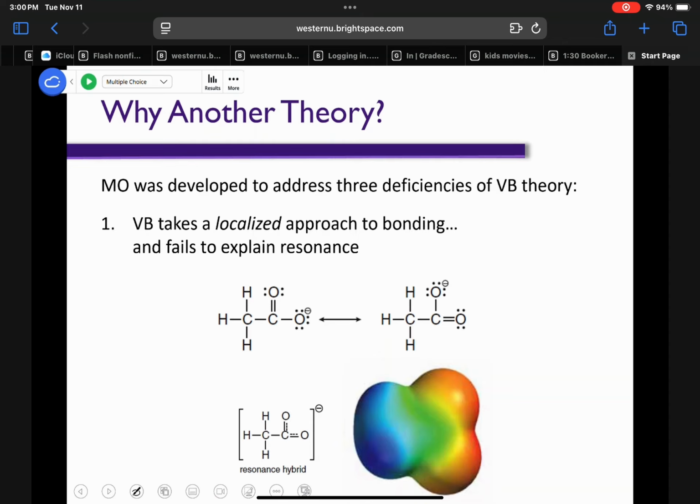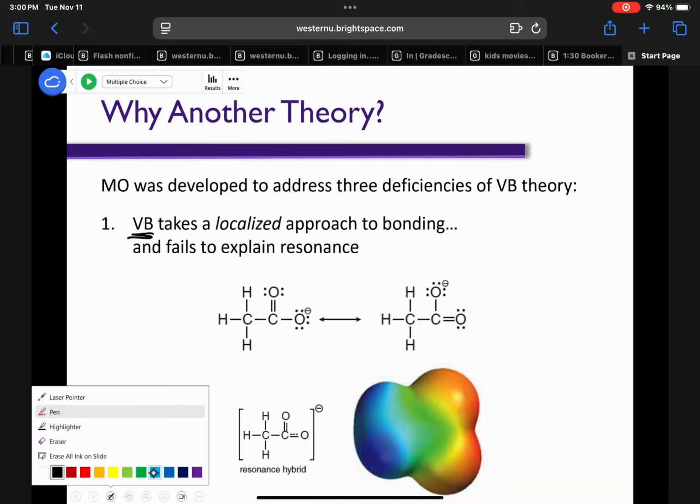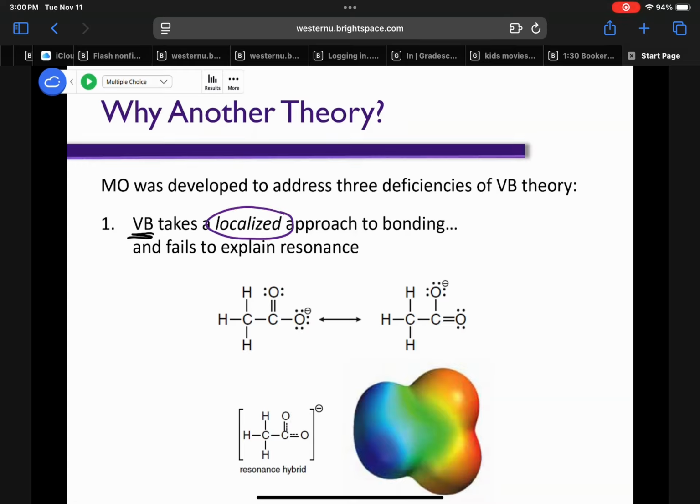Unfortunately, there are still a couple issues that we have with bonding. One issue is resonance structures. Valence bond theory that we just looked at takes a localized approach. That means the electrons are hanging out exactly in the orbitals where we put them. But how do we explain resonance structures then? We could draw the Lewis structure on the left, we could draw the Lewis structure on the right, but we know that the resonance hybrid is a more accurate representation.